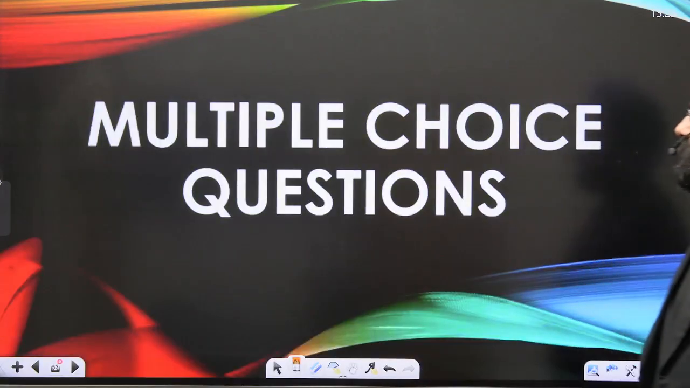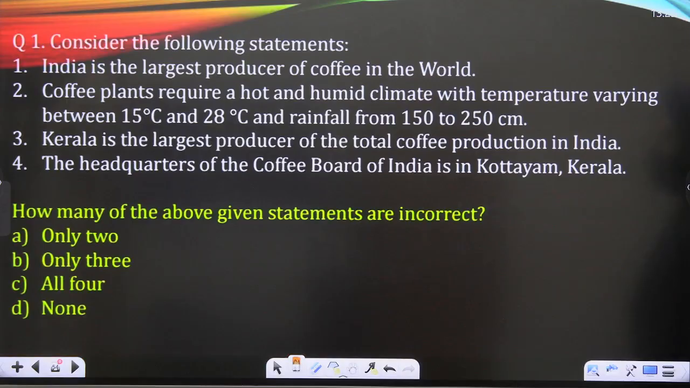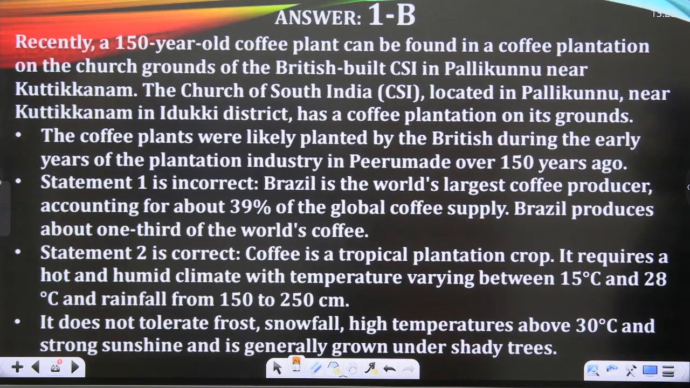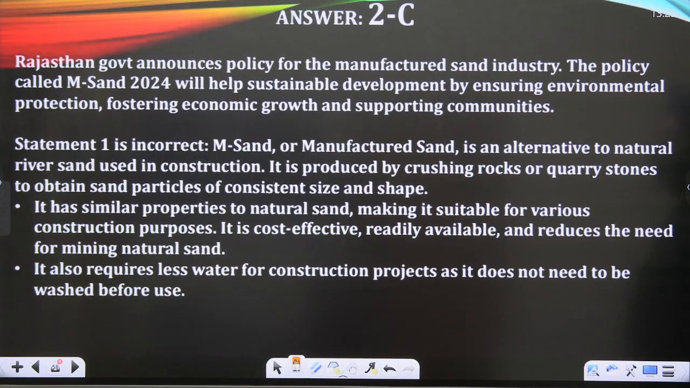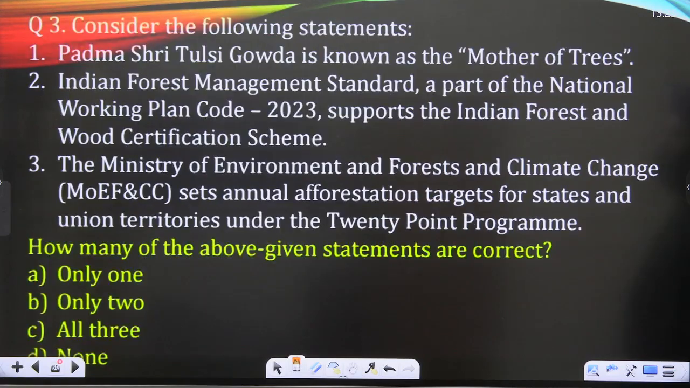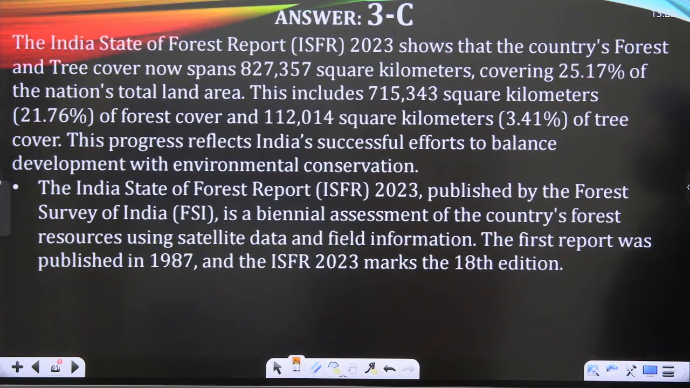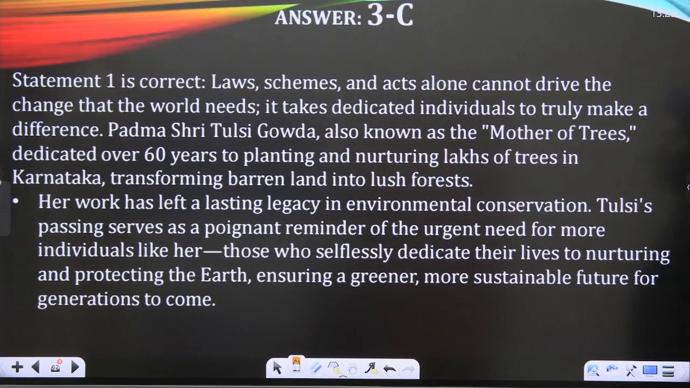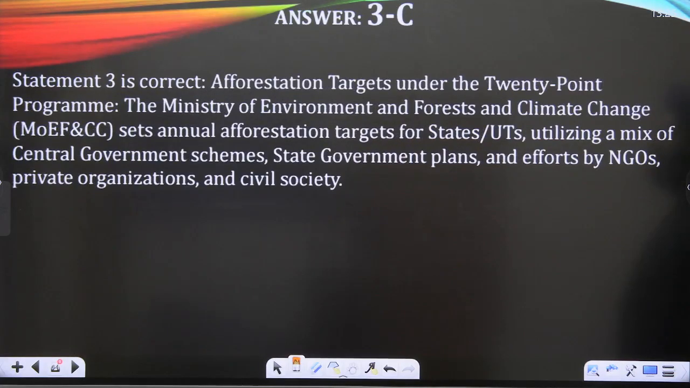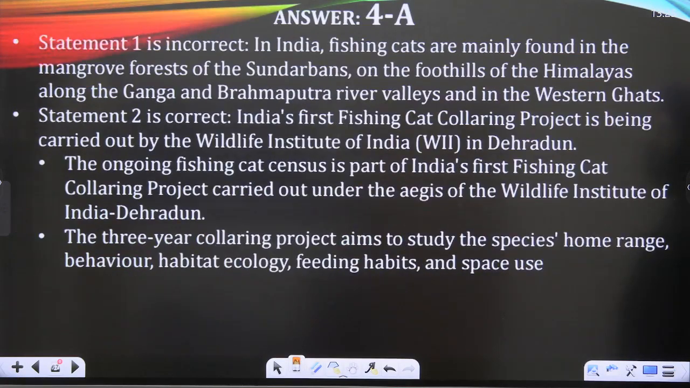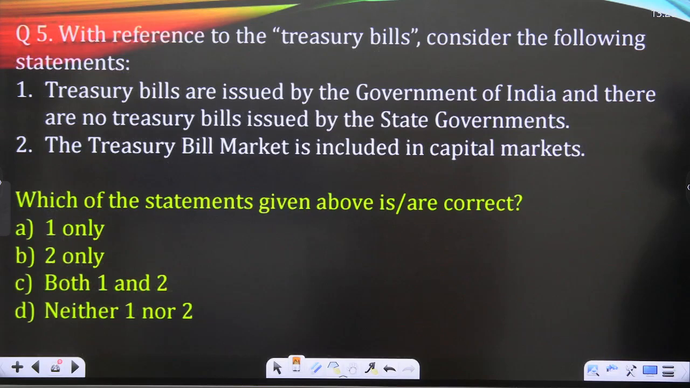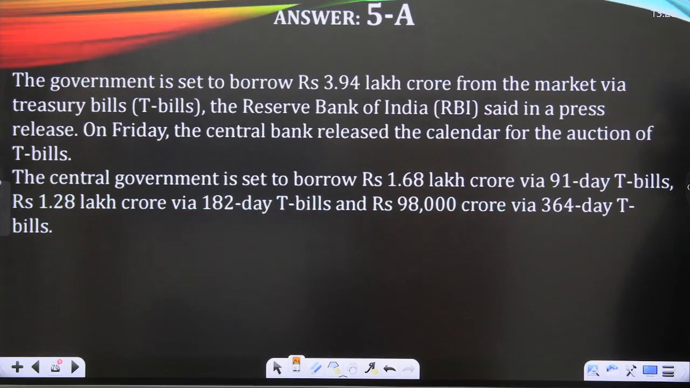Next, moving ahead, multiple choice questions. Question 1 with options. Answer. Question 2 with options. Answer. Question 3 with options. Answer. Question 4 with options. Answer. Question 5 with options. Answer.